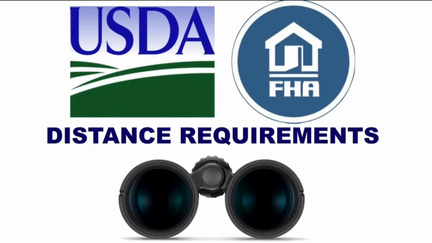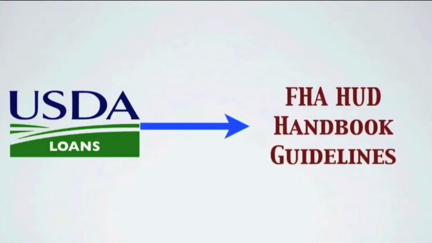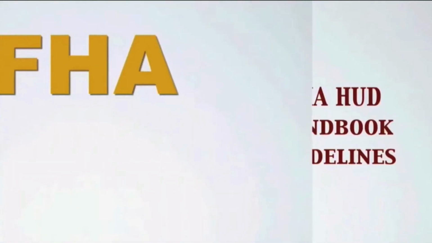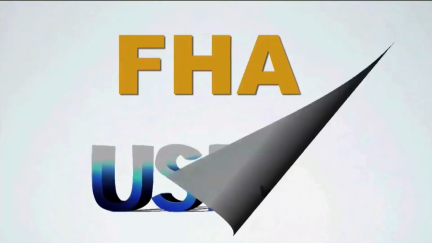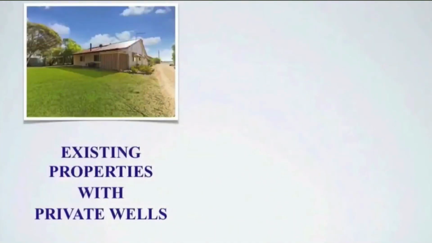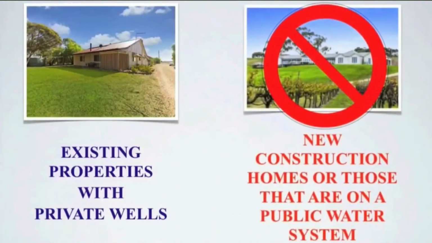on your next transaction. As a quick review, USDA loans follow FHA HUD Handbook guidelines for minimum property requirements. So for today's video, the distances and measurements given will be applicable to both FHA and USDA home loans. Also, our content today will be for existing properties with private wells, and not for new construction homes or for those that are on a public water system.